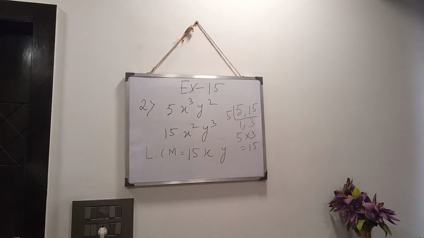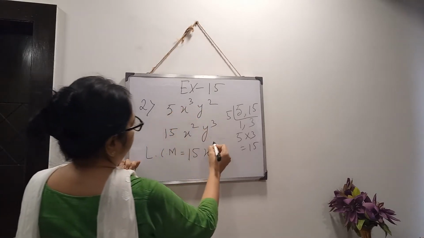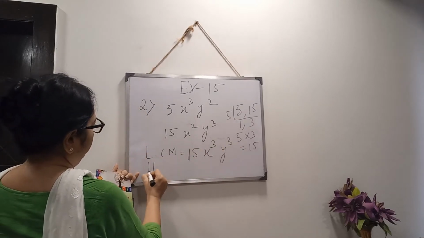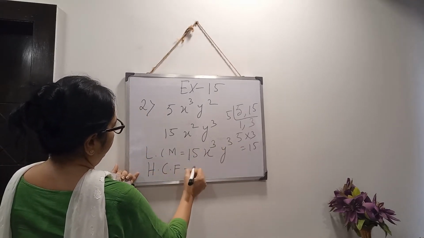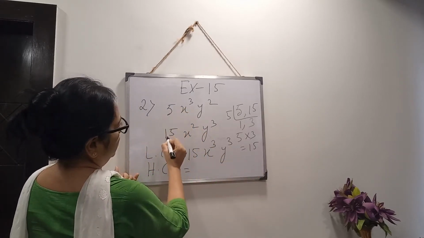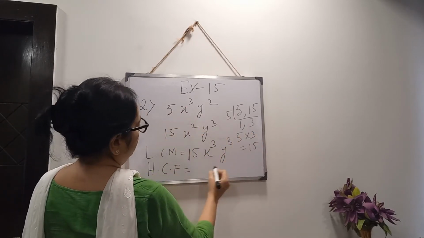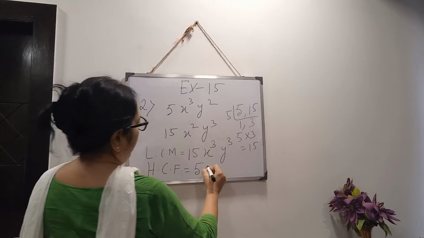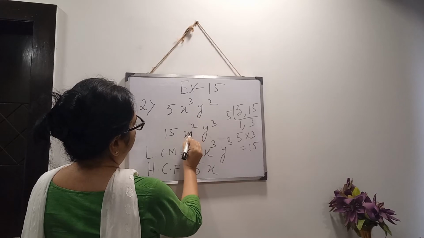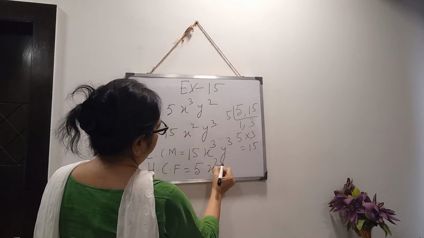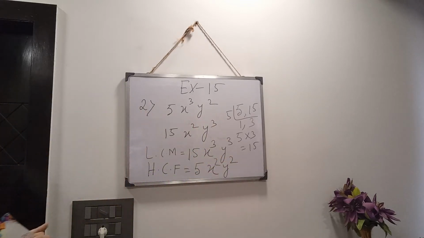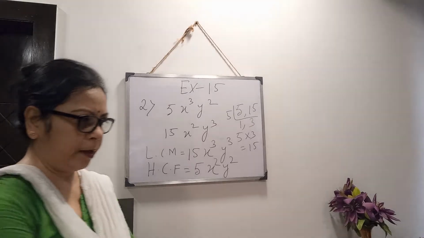Now there are two variables, x and y. What is the highest power of x here? 3, that is cube, and here also cube. So this is your LCM. But what will be your HCF? Between 5 and 15, what is common? 5 into 3 is 15, so 5 is common, so 5 will be the HCF. And what is the lowest power of x? Square. And the lowest power of y? Y square. So this is your LCM and that is your HCF.